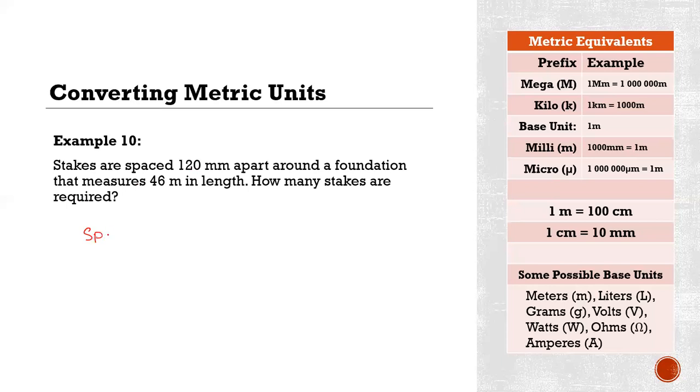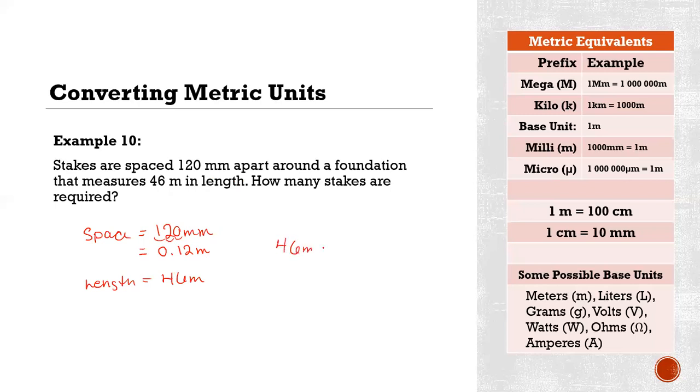So the space equals 120 millimeters. And then the length is 46 meters. So I would argue this is the best one to change. But it doesn't really matter. We could turn this into millimeters too. I'll typically change the space, and I'll say, well, this is equal to, there's 1,000 millimeters in a meter, so 0.12 meters. So that's every 0.12 meters we have a stake. I can't remember if this is the actual number for when we do concrete foundations or not, but it just made it work for the question.